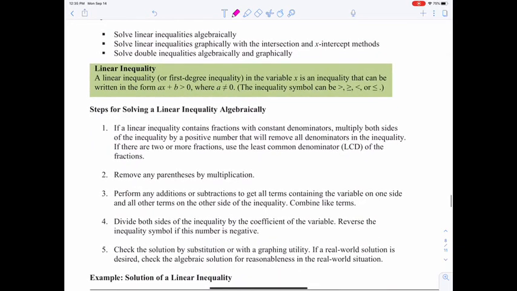A linear inequality, or first degree inequality, in the variable x is an inequality that can be written in the form ax plus b greater than 0, where a is non-zero. Right? If a is 0, then you don't have a slope. That's a horizontal line. The inequality symbols can be greater than or equal to, less than, or less than or equal to.